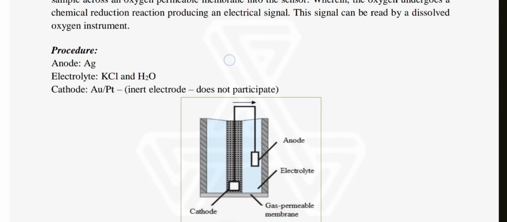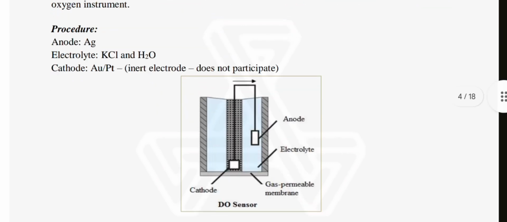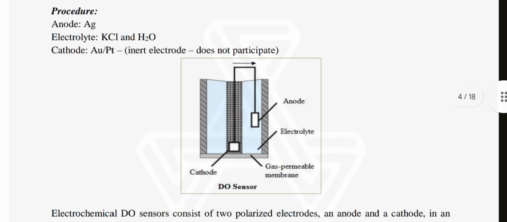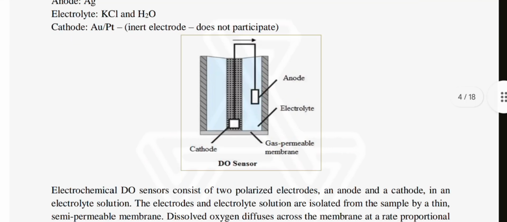Procedure: anode, that's silver, electrolyte, KCl and H2O, cathode, Au, that is gold or platinum. Inert electrode does not participate. Inert electrode here in this case is platinum. Here is the figure of DO sensor. Cathode, that is gold. Anode, it's silver.